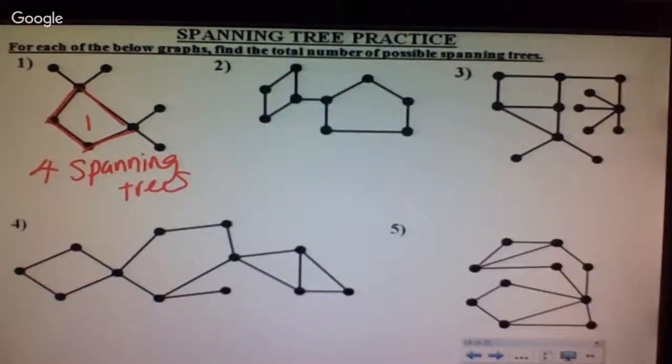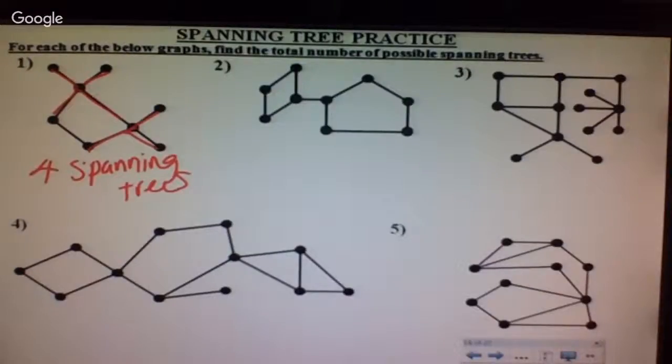So, in other words, basically what you're finding out here is I can draw a spanning tree like this without this side. Or I could draw it like this without that side. Or I could draw it like this without this side. Or I could draw it like this without that side. So there's 4 different ways I can draw this and make it a spanning tree. That's what you're finding out.